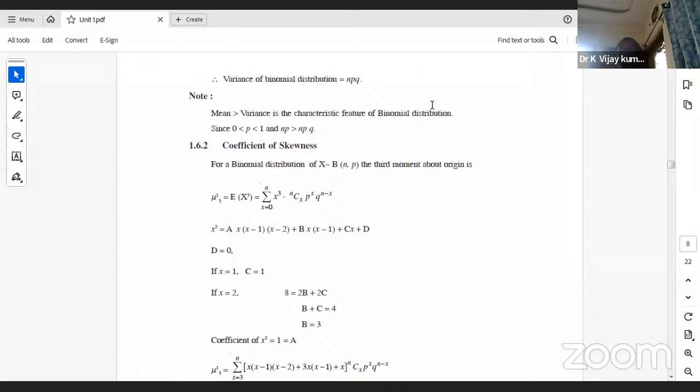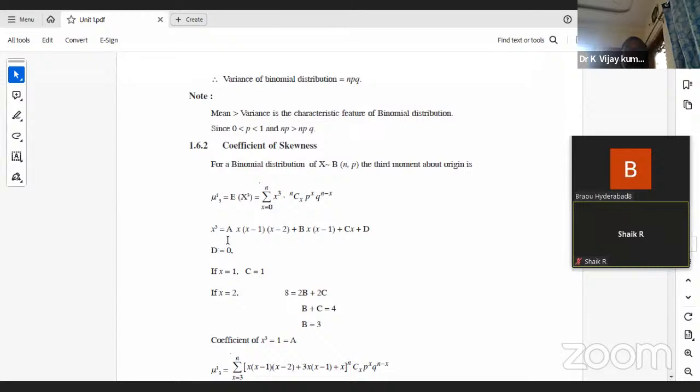X equals b(n, p). For the third moment about the origin, mu 3 dash equals E of x cube, which is the summation of x from 0 to n of x cube times nCx p power x q power n minus x. We are taking the partial fraction method here: x cube equals a into x into (x minus 1)(x minus 2) plus b into x(x minus 1) plus cx plus d.